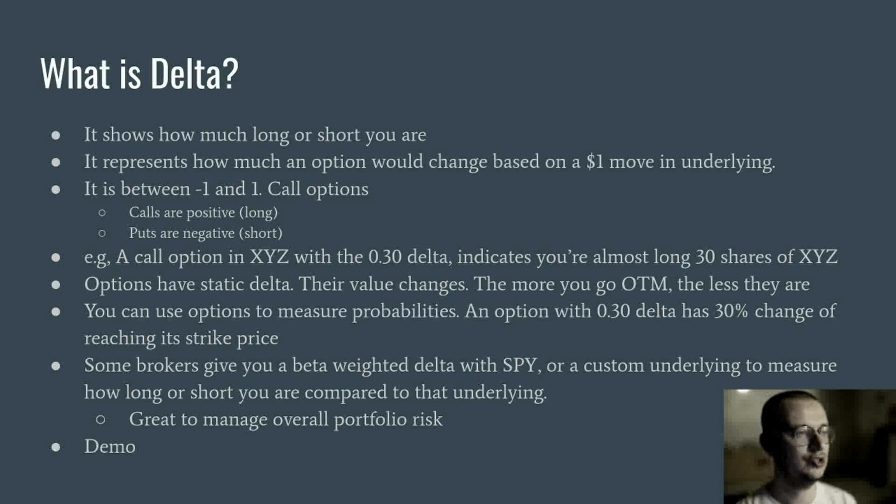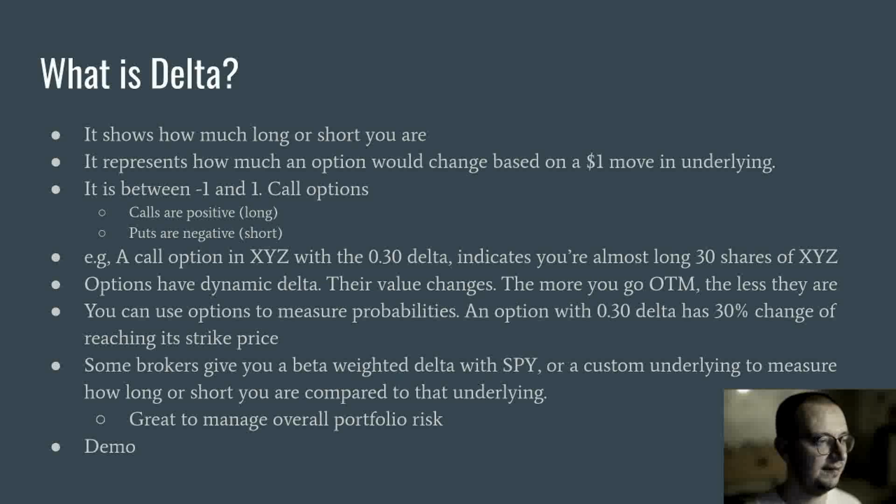A delta shows you how much short or how much long you are. The official definition is that it shows how much an option would change based on a dollar movement in the underlying stock or future. And the number can vary between -1 and 1. If it's -1, it's really short, and if it's 1, it is long. As an example, let's say you have a call option in XYZ which has a delta of 0.30. This number means that you're almost long 30 shares of XYZ.